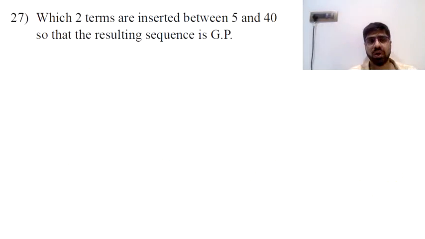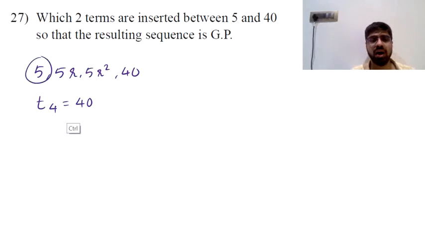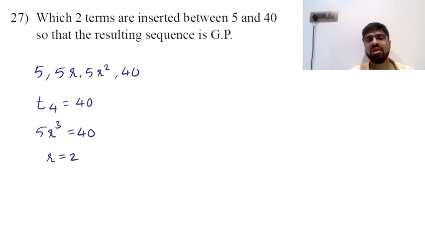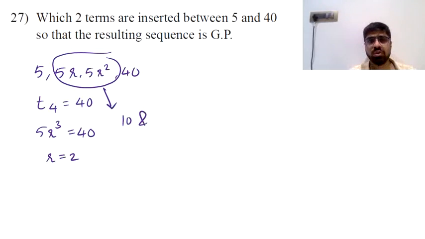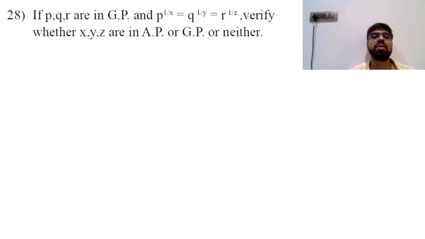Going ahead with the 27th one, you need to insert two terms between 5 and 40 so that the resultant sequence is a GP. So let the terms be 5, 5r, 5r square and 40. If this is a GP, T4 is 40. T4 is going to be a into r power 3. So we have a, which is 5, into r power 3, which is equal to 40. So r power 3 will be 8 and r will be equal to 2. So the two numbers that you have here are 10 and 5 into 2 square, which is 20. So the resultant sequence is a GP if the middle two numbers are 10 and 20. And that's how we are answering the 27th question.